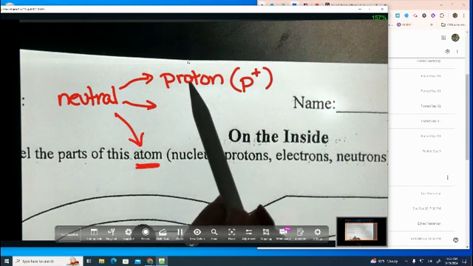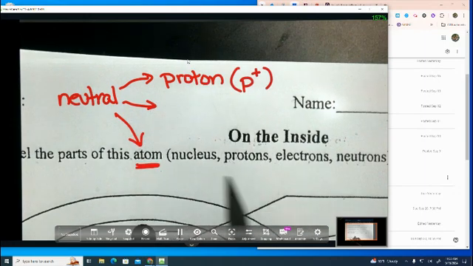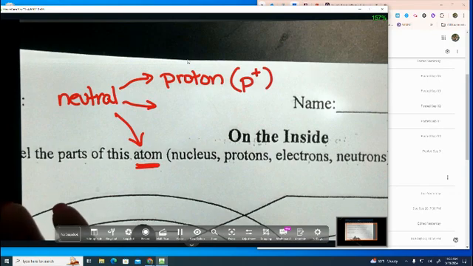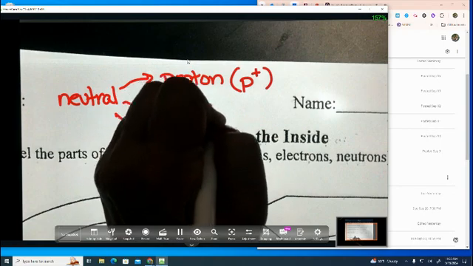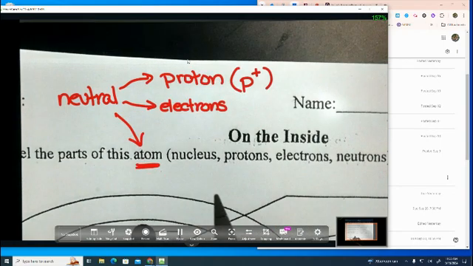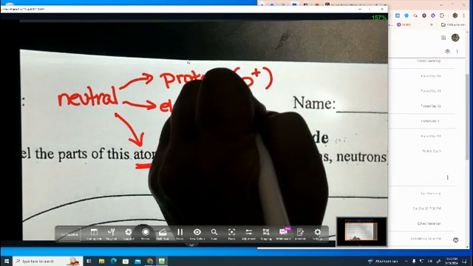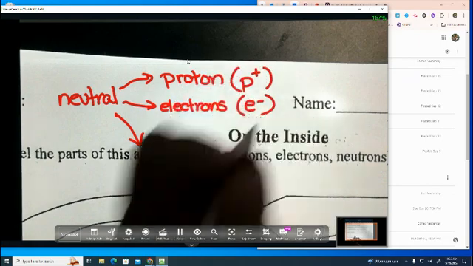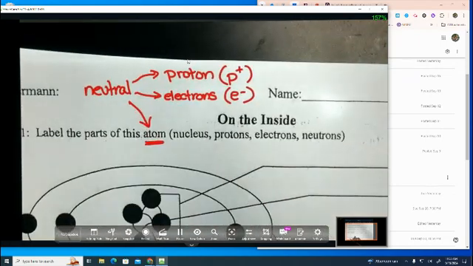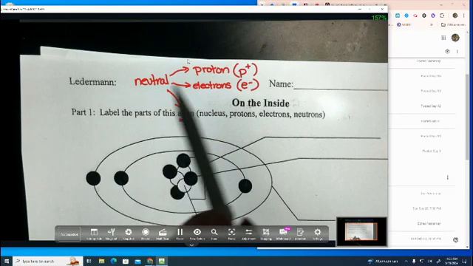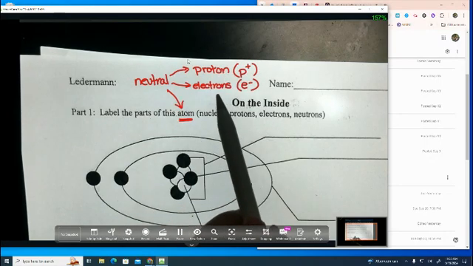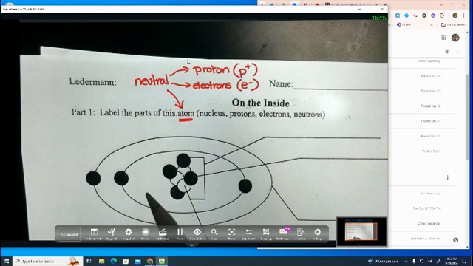Now, if you have positives, you also have to have negatives. And what are those little negative suckers called? Electrons. And what is the symbol for an electron? E with a little negative sign. Very good. See, I knew you guys knew that. So if you are neutral, you have the same number of protons as you do electrons.